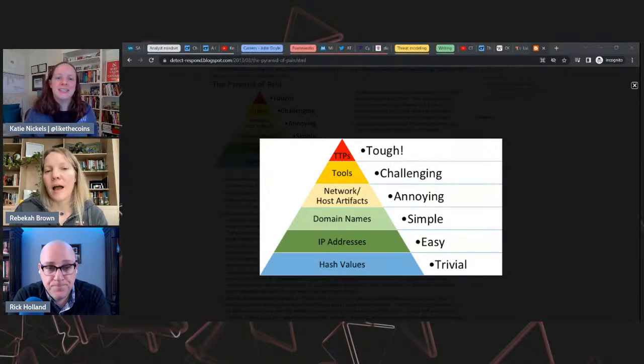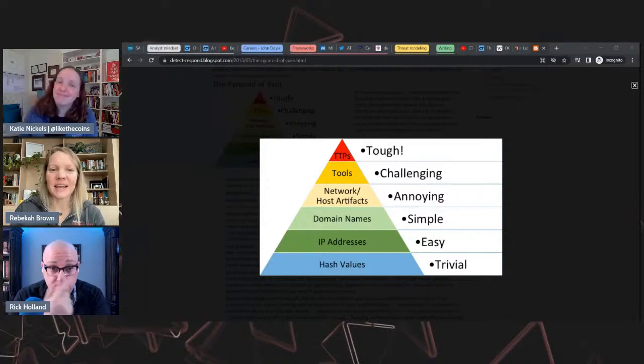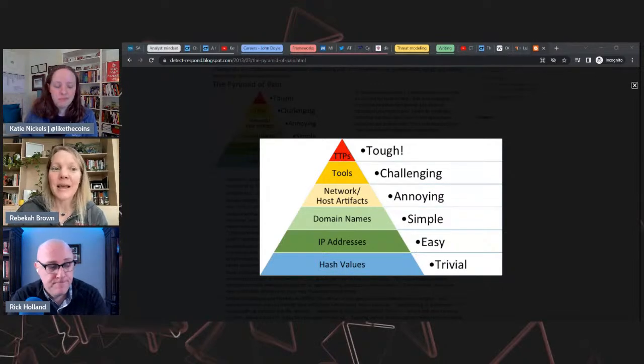How about you, Becca? I would just also add that when it comes to inflicting pain on adversaries, more is better. So I don't want people to say, oh, hashes and IPs and domains are lower and it's easier for them to change, so I'll just give them a pass. Make them change those things still.